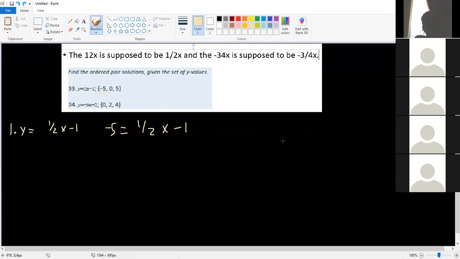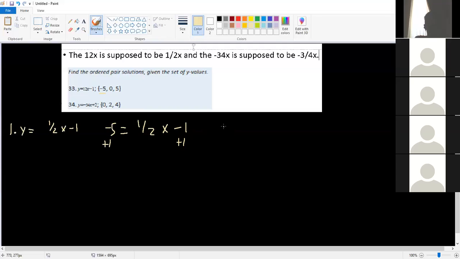So the easier way to do it is to plug in -5, because this is your y value. You just plug in -5 where you see y. Y is here, so -5. And we just solve this as we would any other linear equation. So we isolate the x term, add 1 on both sides.